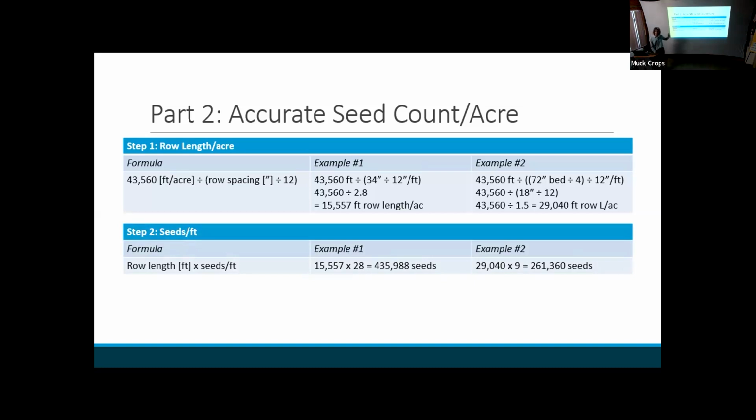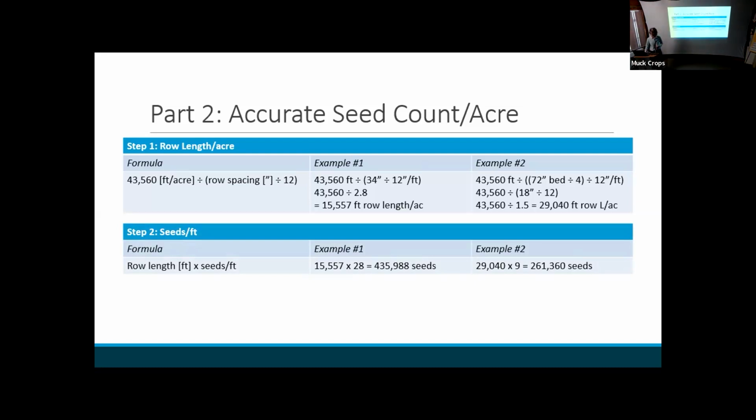Now, you may be tempted at this point to round that 435,988 seeds to something with more zeros. Resist the urge, right? I'll explain in the next step why it's important to actually keep that number whole.